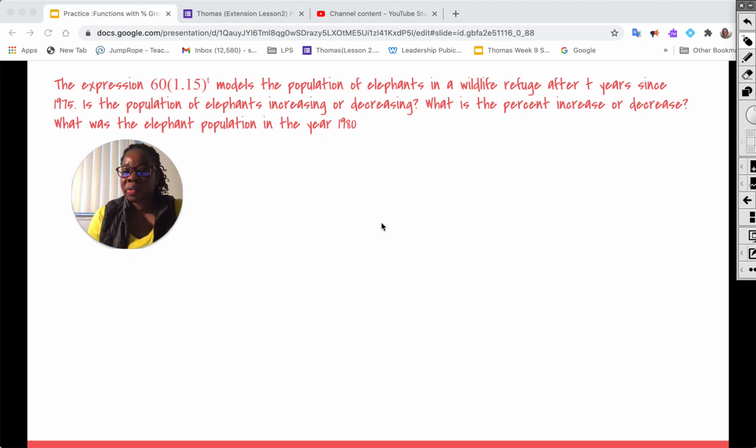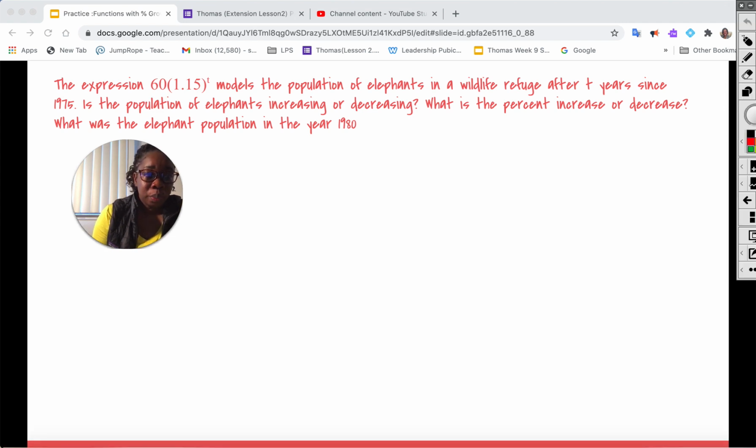Okay, so this question says the expression 60 times 1.15 raised to the t models the population of elephants in a wildlife refuge after t years since 1975. The questions that we're answering are: is the population of elephants increasing or decreasing? And then what is the percent increase or decrease? And what was the elephant population in the year 1980?